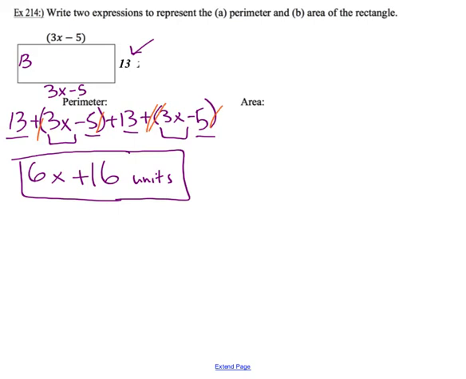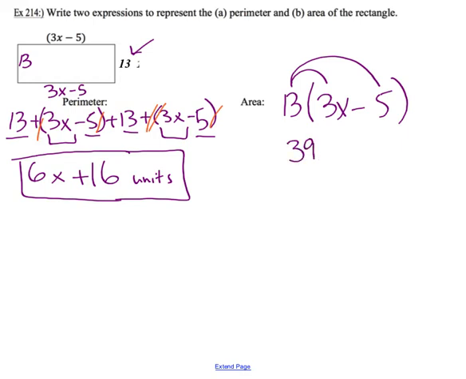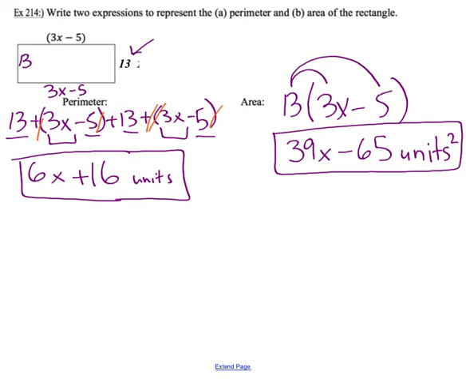The area is length times width, so we're going to do 13 times 3x minus 5. And then we will distribute the 13. 13 times 3 is 39, 39x. 13 times negative 5 is negative 65. So the area is 39x minus 65 square units. Square units because it's area.